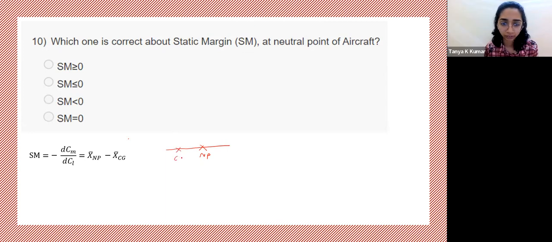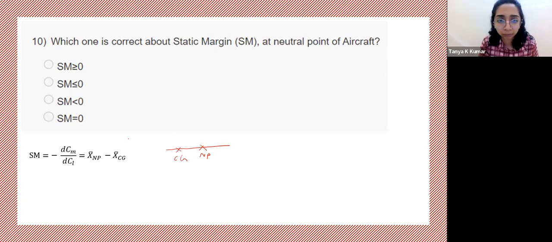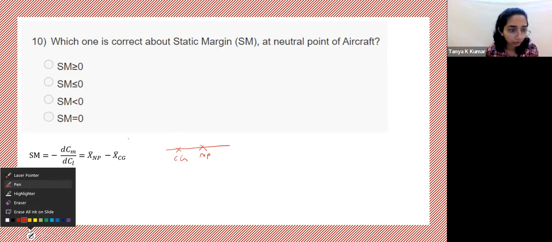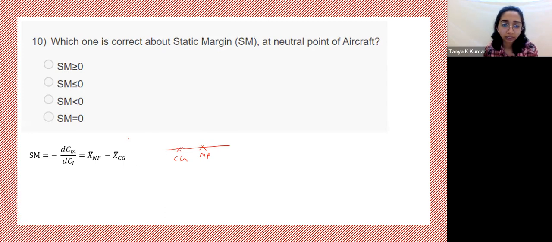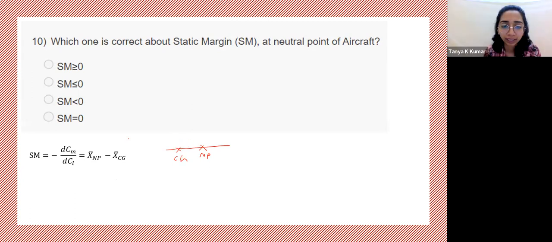Ma'am, can you please increase the brightness of the screen sharing? It's at maximum brightness. Can you see now? Yes, ma'am. Maybe I'll increase. Can you see? Is it clear? Yes, ma'am.